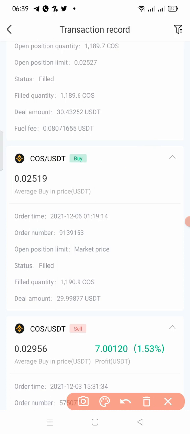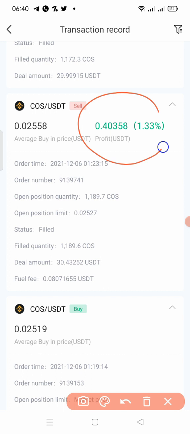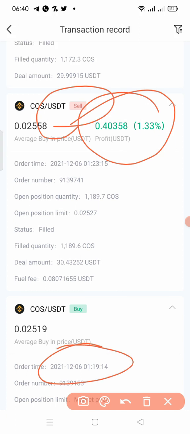Now, after it triggered, what happened next? Look at what happened next. It sold. That means you could have just made money. If you check the time difference, it sold within a short time. Singapore time 1:19, and it sold by 1:23. It was quick.